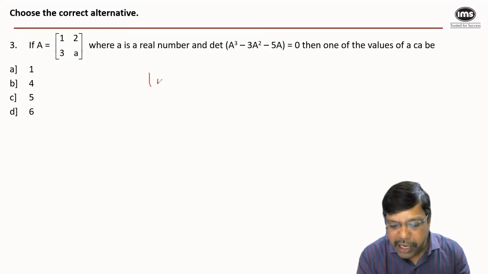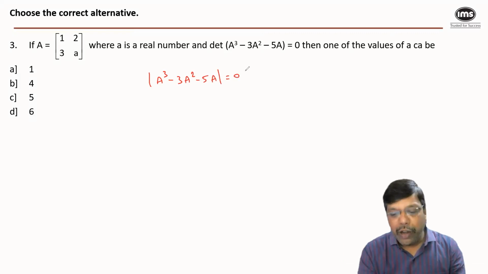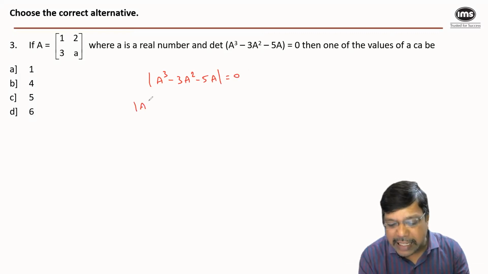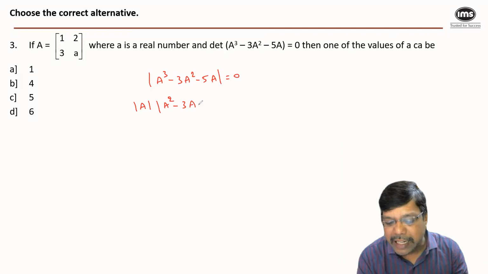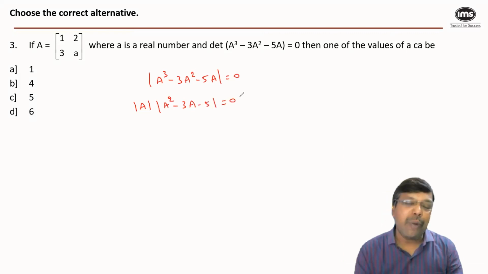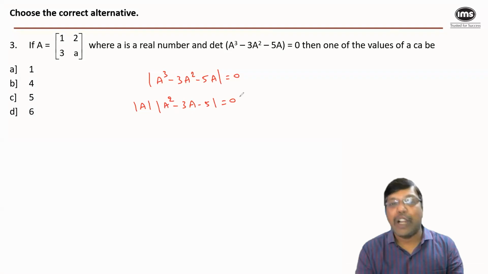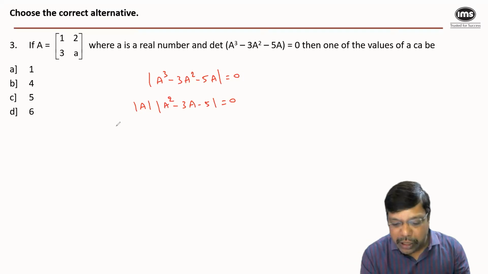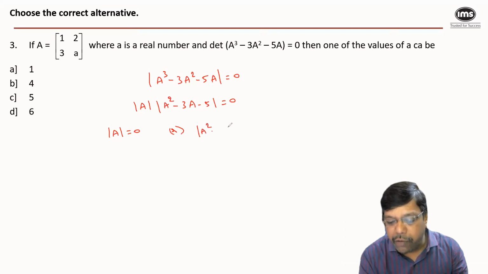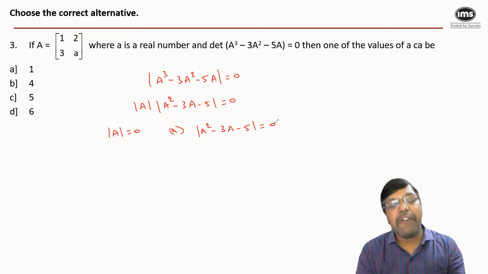Now, determinant of A cube minus 3A square minus 5A equal to 0. If I take out A common, I can write this as determinant of A into determinant of A square minus 3A minus 5 equal to 0. Now, by the standard logic that the product of two numbers is 0, it means either of them is 0. Which means either determinant of A is 0 or determinant of A square minus 3A minus 5 equal to 0.